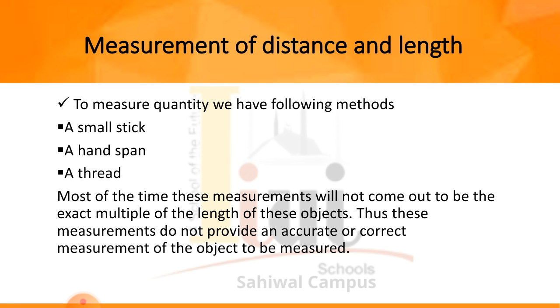All these objects which are used to measure the length of the table are much smaller in length than the table. So we have to use multiples of these quantities. So it is said that the measurement will not be the exact multiple of the length of the objects by which we are measuring another object. One can use various other things or objects for measurement of length and distances too.